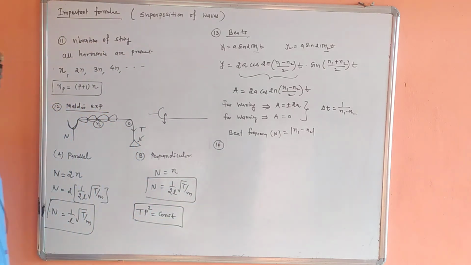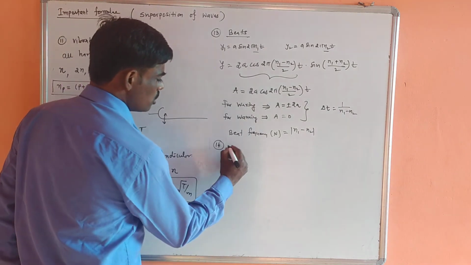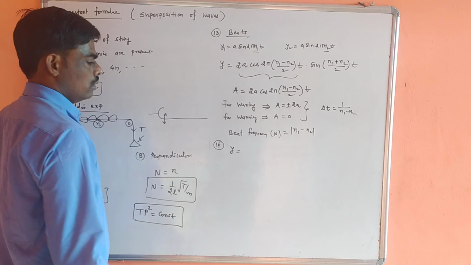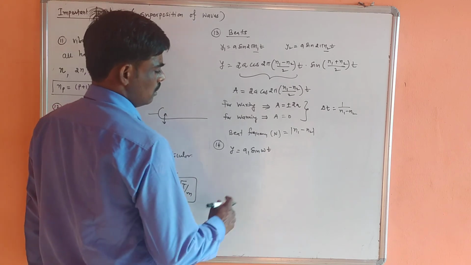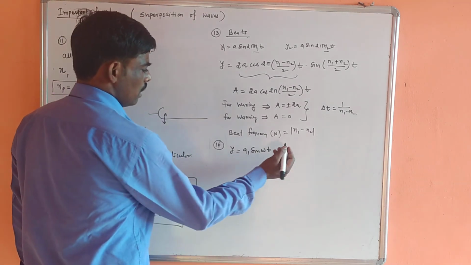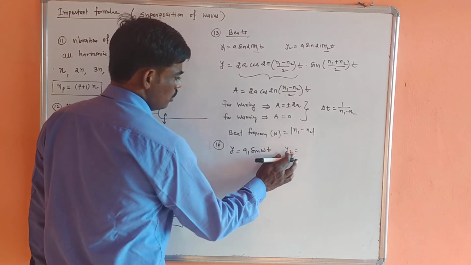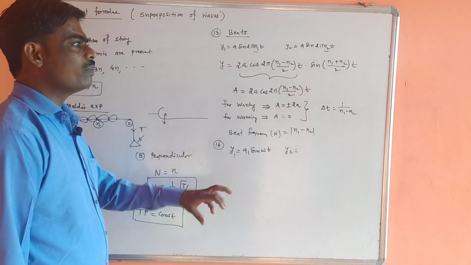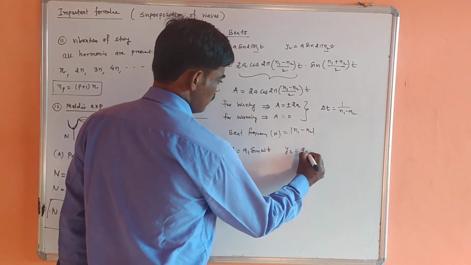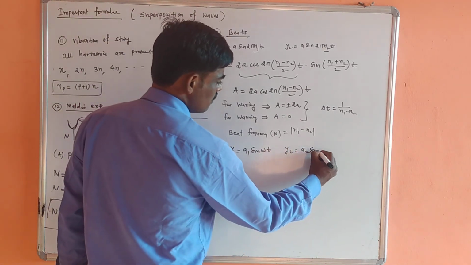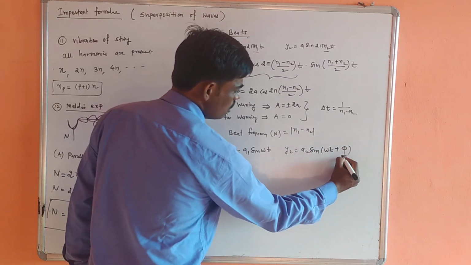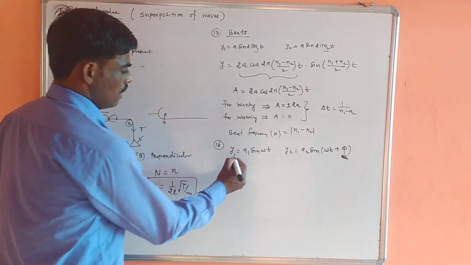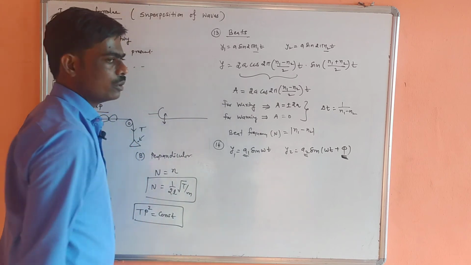Then the last formula is remaining here. Suppose the first wave has amplitude a1 sin omega t and another wave shows a slight difference in phase and has amplitude a2 sin(omega t plus phi). So there is a phase difference of phi here, and amplitudes a1, a2 are given to you.